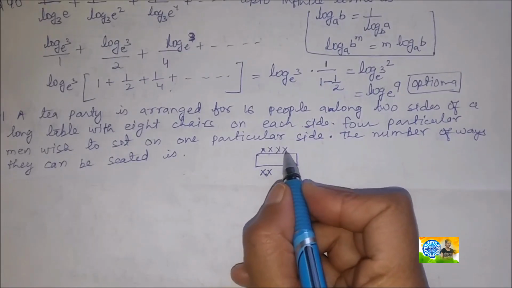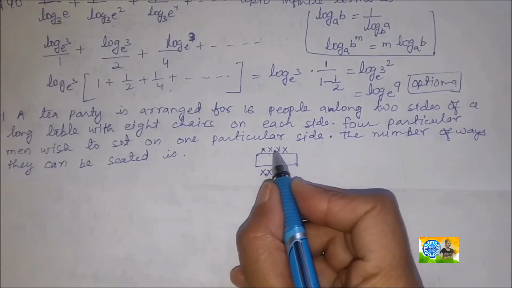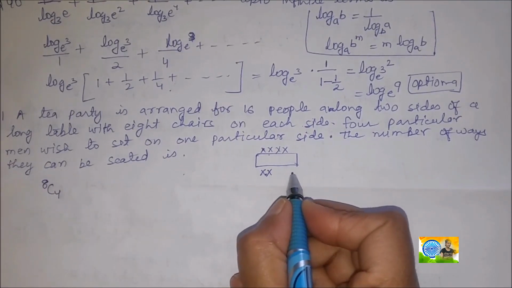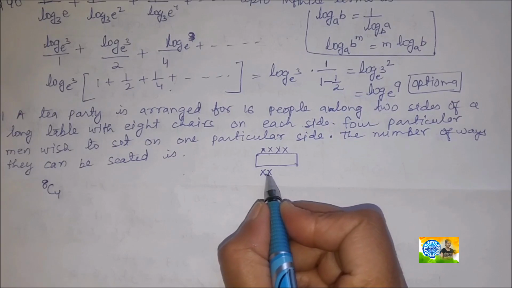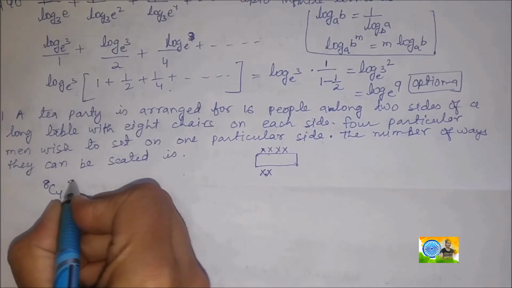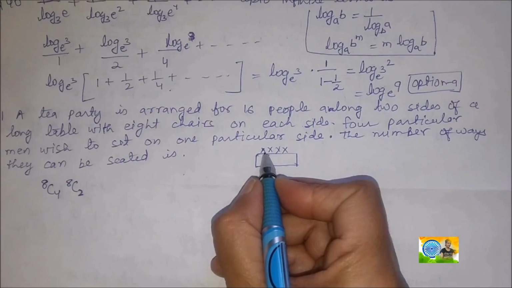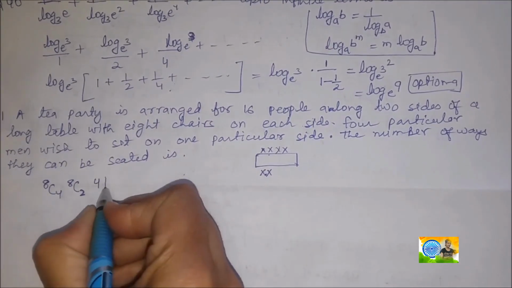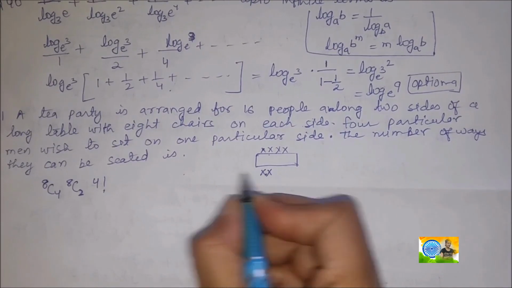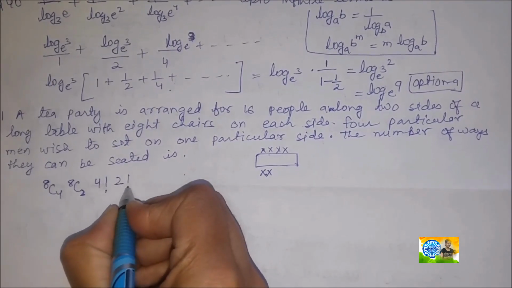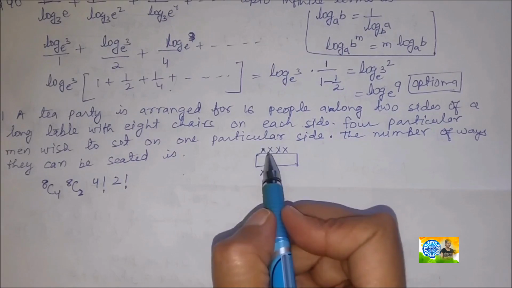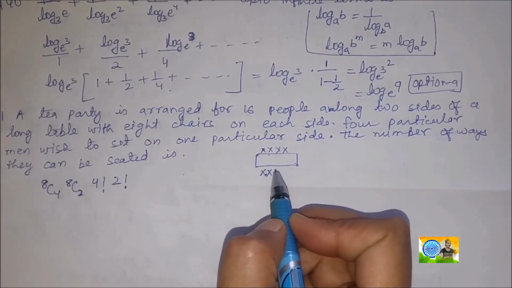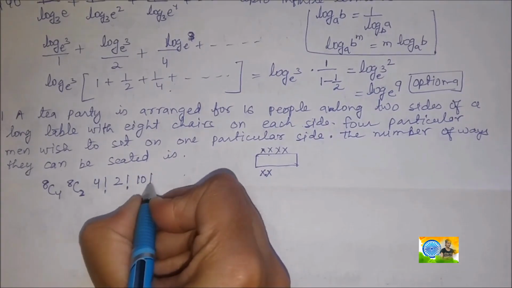So the 4 people on one side choose 4 places out of 8. So 8C4. Similarly, out of 8 places, these 2 will be chosen by the 2 people. So out of 8, they will choose 2 places. And these 4 people will permute amongst themselves, so that will be 4 factorial. Similarly, these 2 people will permute among themselves in 2 factorial ways. Now, out of 16 places, 6 have been used. 10 are left. So the remaining people will occupy these 10 places. That is 10 factorial ways.